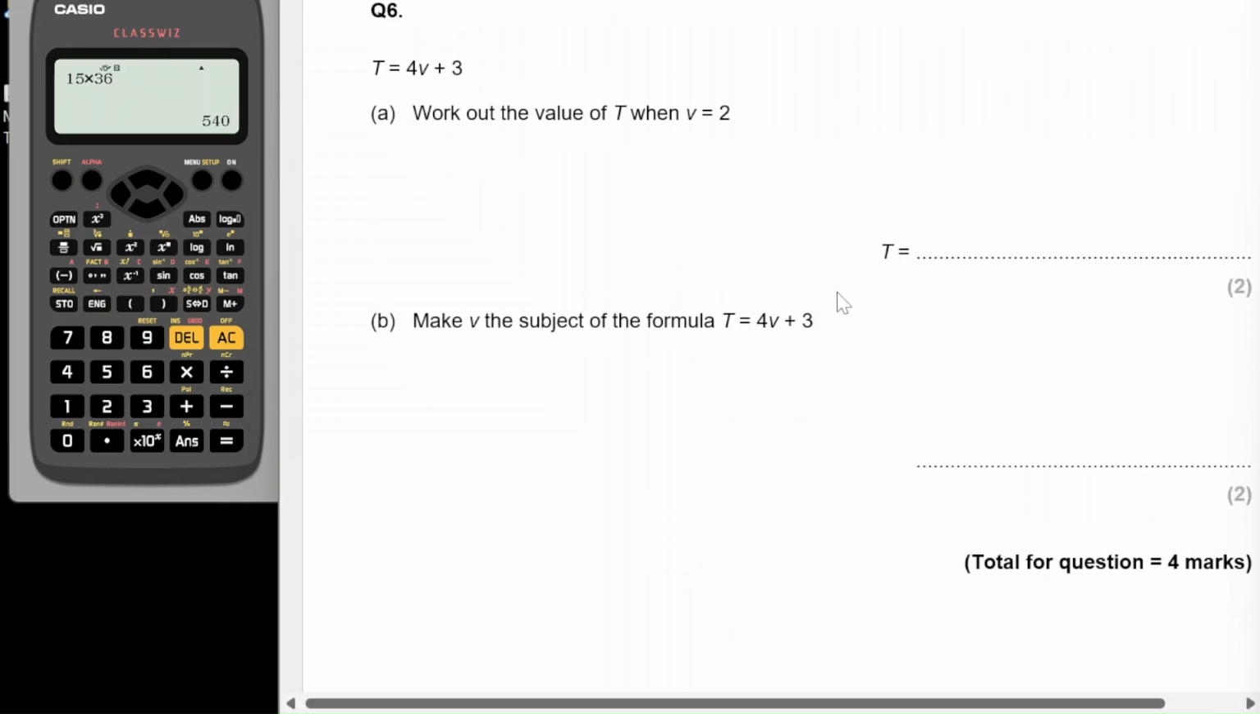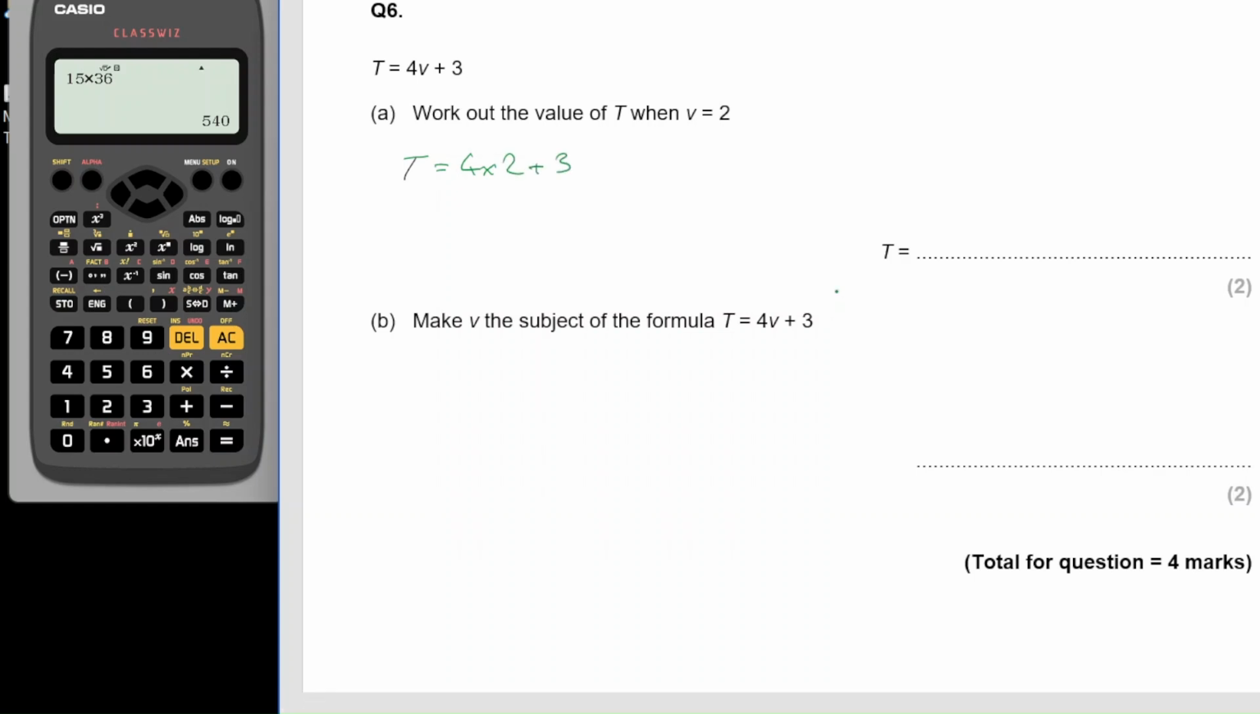Question 6. Work out the value of t when v is 2. So t is equal to 4 times v plus 3, so 4 times 2 plus 3. And then we can use a calculator, but no real need here. 8 plus 3 would give us 11.